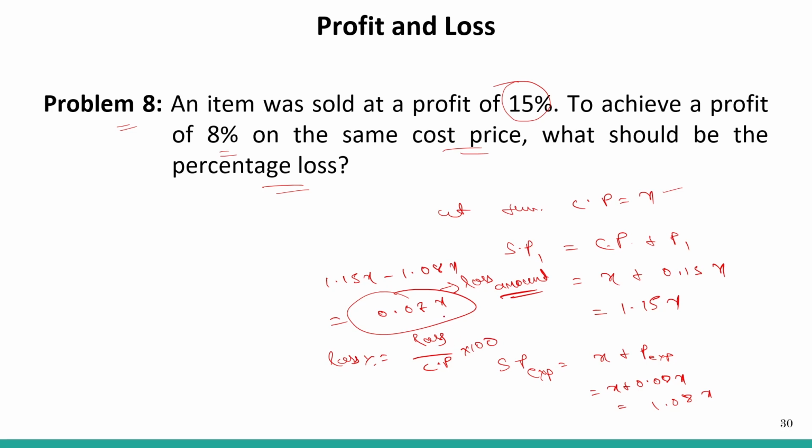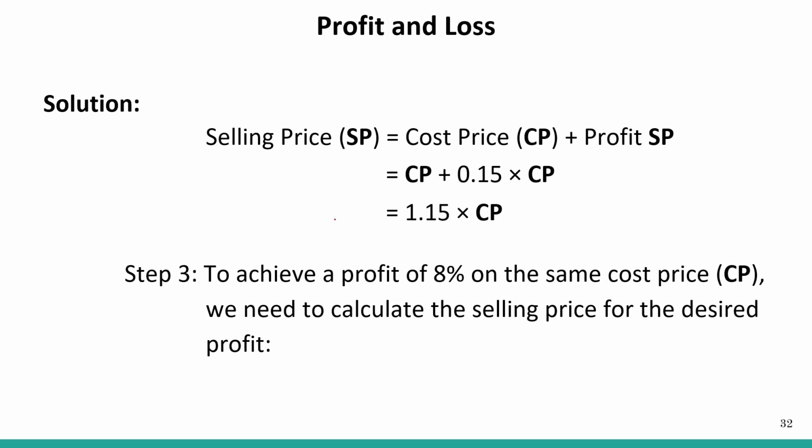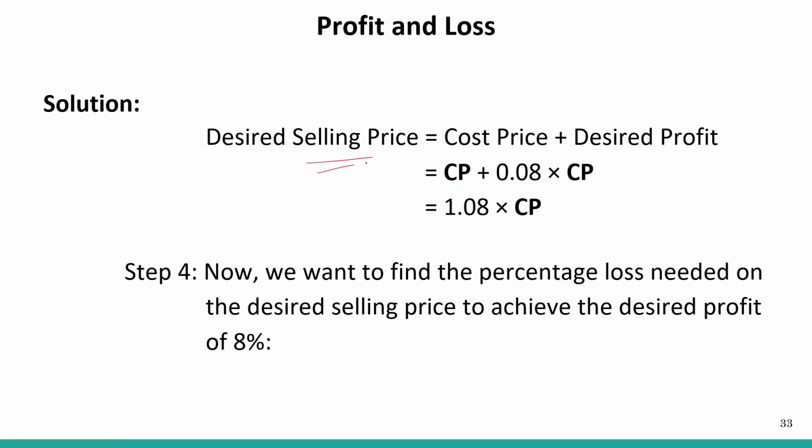So let's go forward with the step-by-step solution. Let CP be the cost price of that item. Given that it was initially sold at a profit of 15%, the selling price can be calculated as CP plus 0.15 into CP, that is equal to 1.15 into CP. To achieve a profit of 8% on the same cost price, we need to calculate the selling price for the desired profit. So the desired selling price is equal to cost price plus desired profit, so CP plus 0.08 into CP. So it is 1.08 into CP.